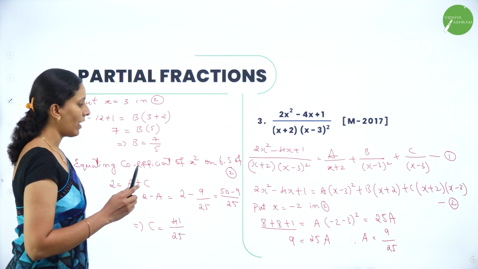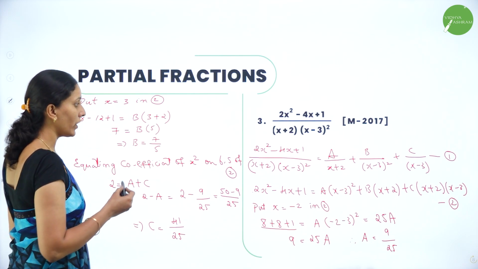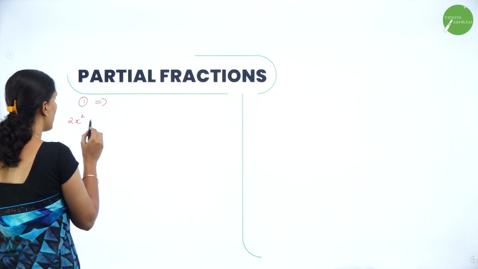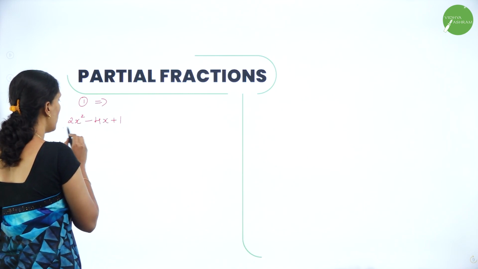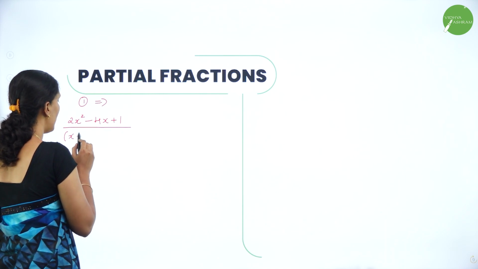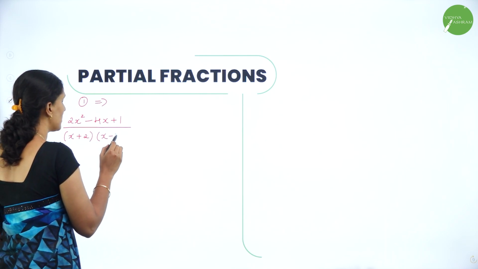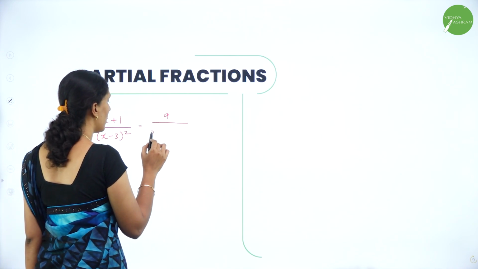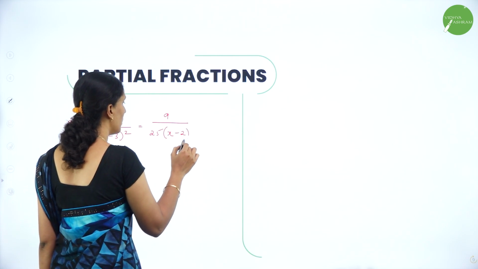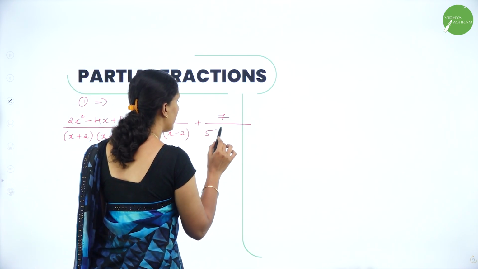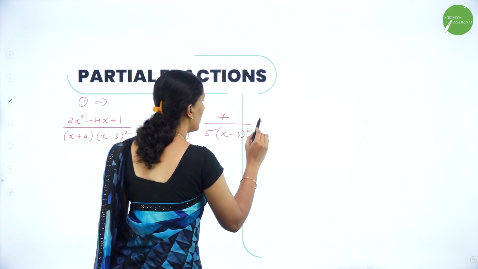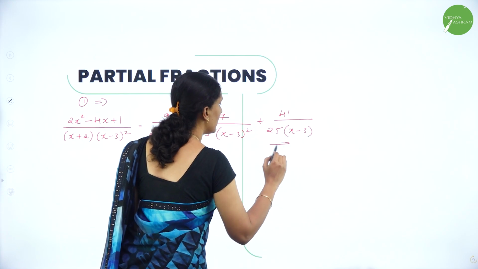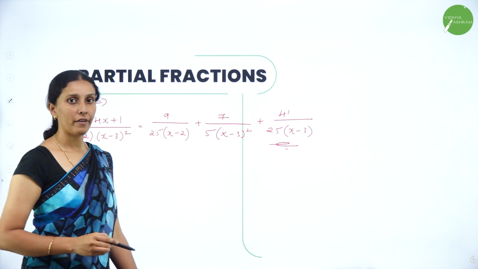So let us substitute the value of a, b and c in equation 1. Then equation 1 implies (2x square minus 4x plus 1) whole divided by (x plus 2)(x minus 3) whole square is equal to a, 9 divided by 25 into (x plus 2), plus b, 7 by 5 into (x minus 3) whole square, plus c, 41 by 25 into (x minus 3). So thus we have resolved the given partial fraction.